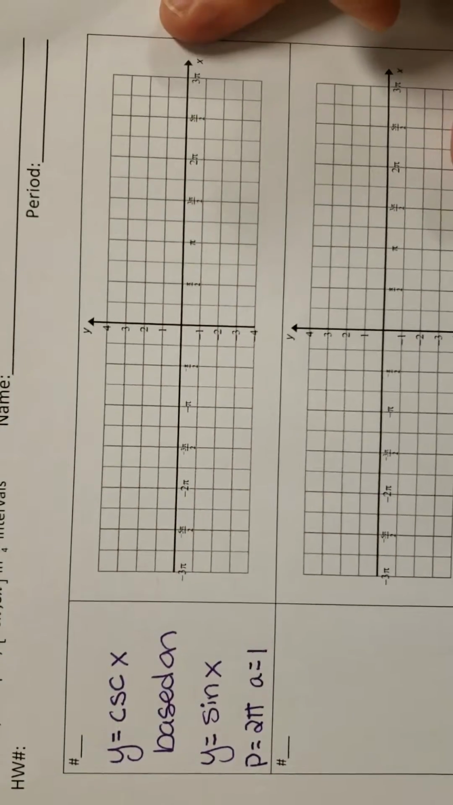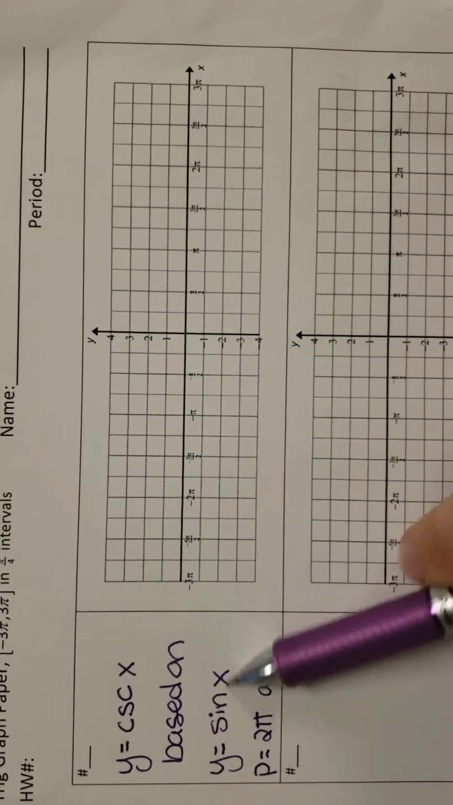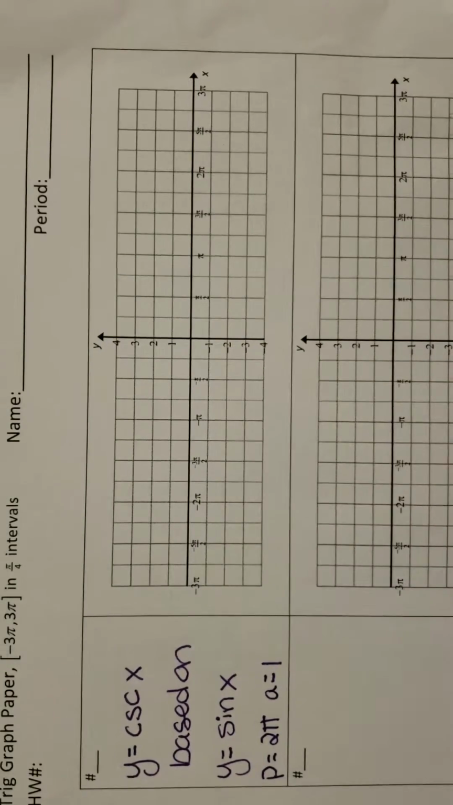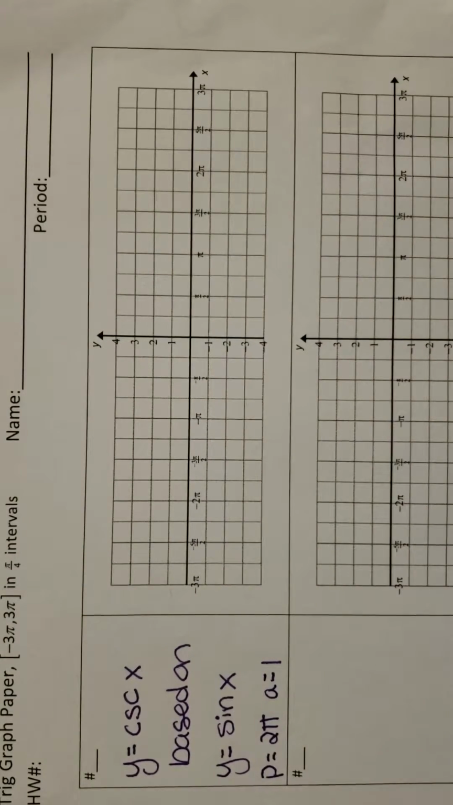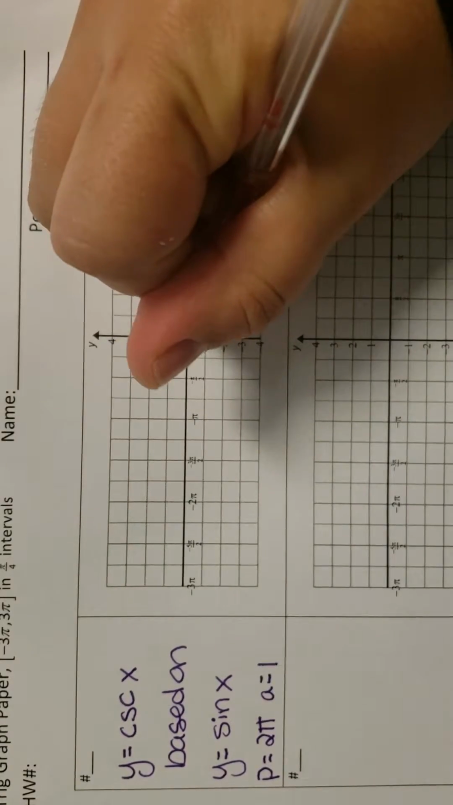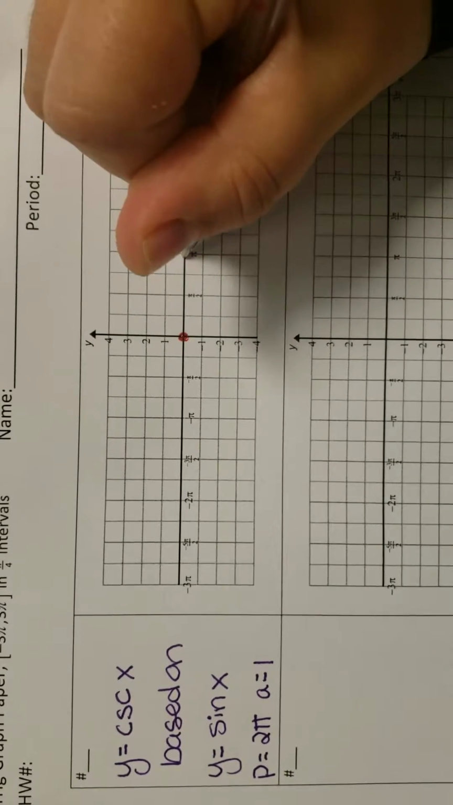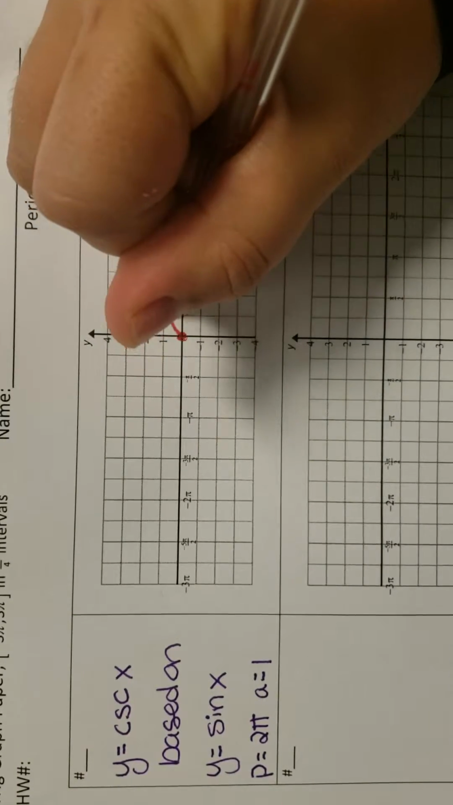And so anytime you have to do any shift to it, you're going to make it to your sine graph first. You'll shift it up, down, left, right, whatever, and then you'll do your cosecant. So I'll show you what I mean. We're going to start with a sine graph. So here's your basic sine graph. Starts at the origin, has a period of 2 pi and an amplitude of 1.